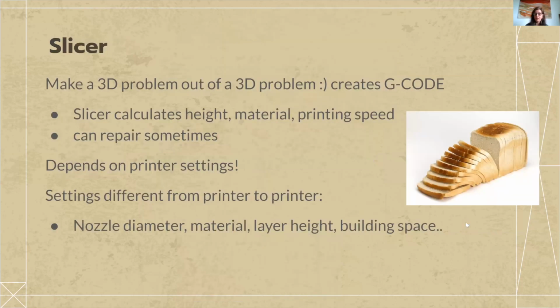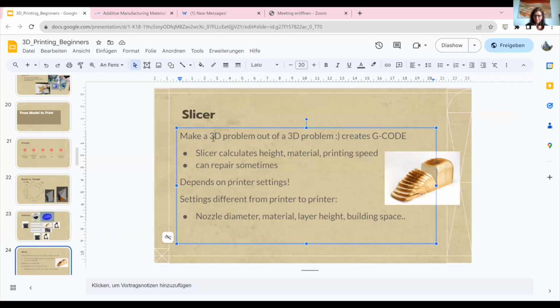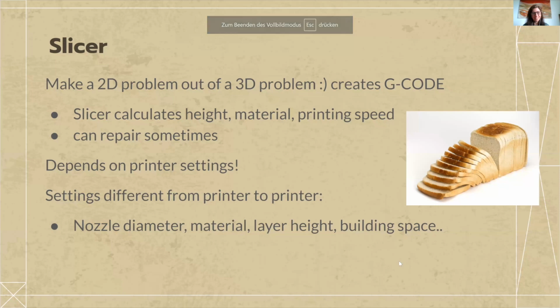The slicer is the absolute most important thing, and that's what I will show you in detail today also. Like I said, it makes a 2D model out of a 3D problem. That's the point of it. And it calculates the height and the material and the printing speed, and it can also sometimes repair your model if there's an error somewhere.